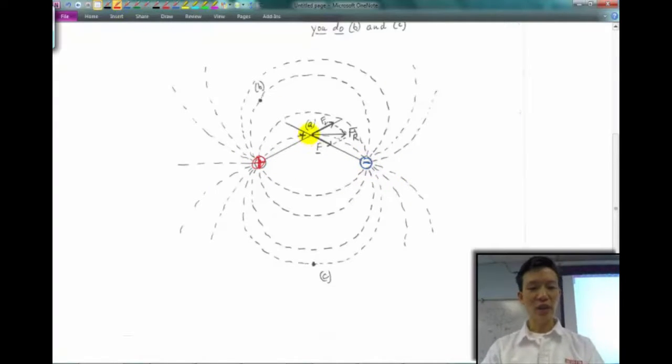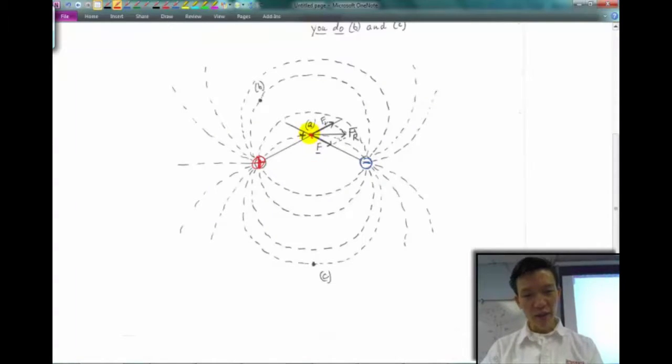Now here's what's tricky. How the heck do you figure out what the field looks like around a system of charges? Mathematically, you can do it with E equals kq over the distance squared, and you plug and chug a lot, and you do some sine, cosine, tangent. It's a mess. We're just going to visualize it conceptually.